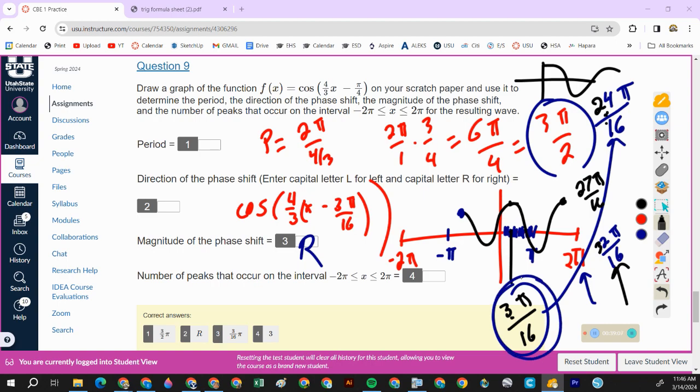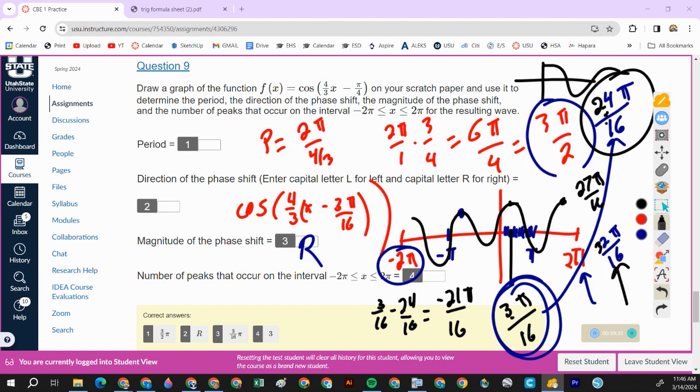Well, we're at negative 3 pi over 16, and I need to go back 24 pi over 16. So 3/16 minus 24/16 is negative 21 pi over 16. Is that going to occur before I get to negative 2 pi? Yes, it is. Do I have enough time for another peak? No, because negative 21 over 16 minus 24 over 16 is going to be on the left side of negative 2 pi. So how many peaks are there? This peak did not occur. So there are 1, 2, 3 peaks. That's a hard problem.